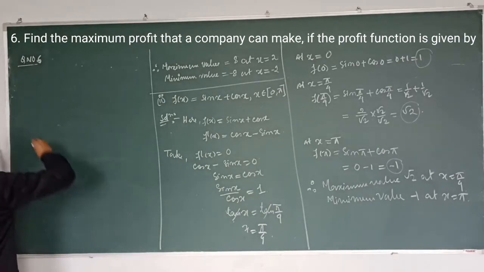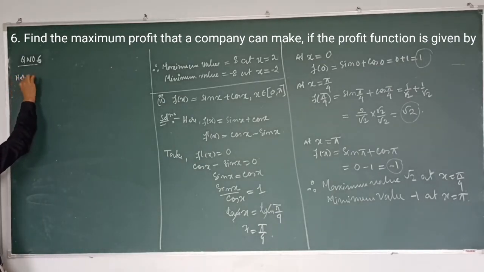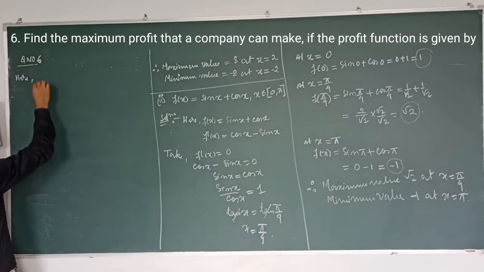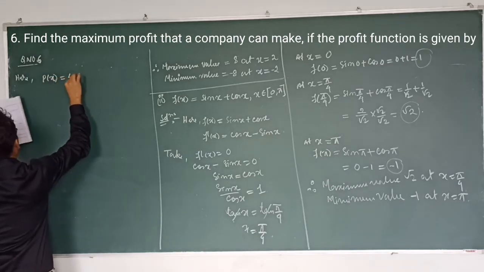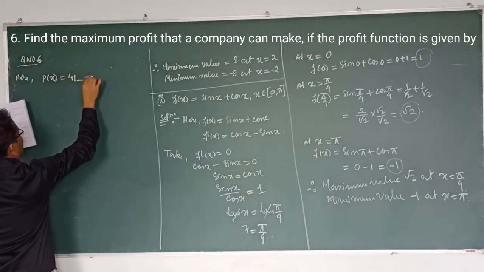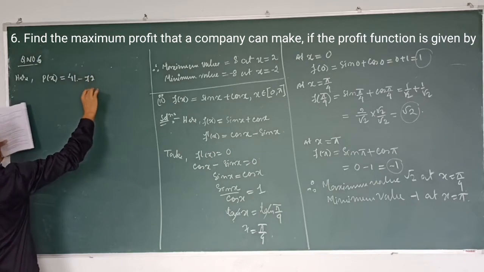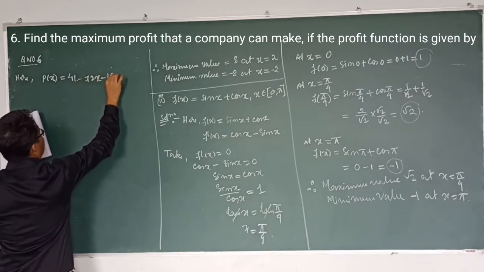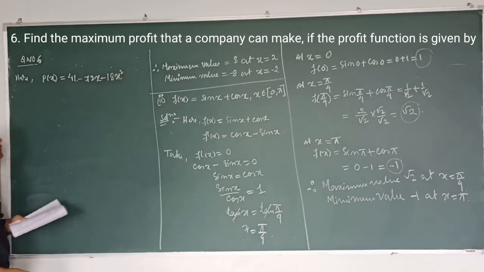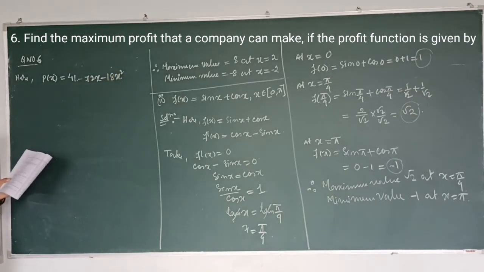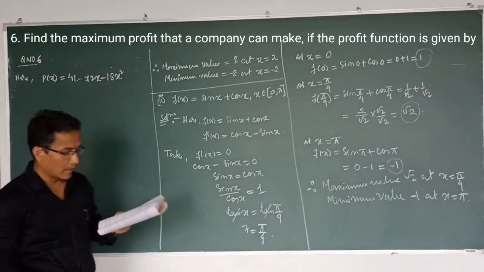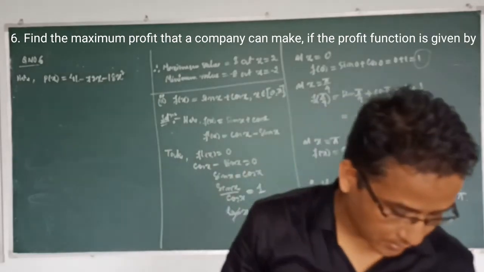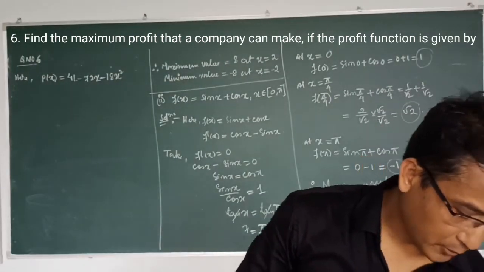So here P of x equal to 41 minus 72x minus 18x square. So this is the question: 41 minus 72x minus 18x square. This is the function.